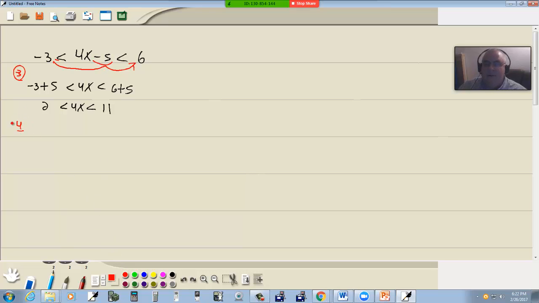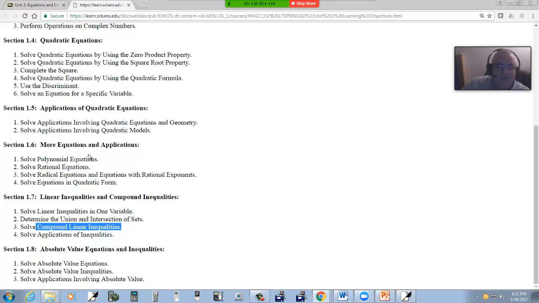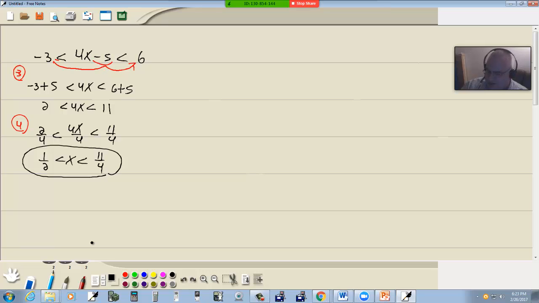And then our last step, divide all three sides by the number in front of your x. Number in front of our x is a 4, so we'll divide all three sides by 4. 2/4 reduces to 1/2, is less than x, those 4s cancel, is less than 11/4. And that would be our answer. And just to work some problems real quick on these last ones, we're obviously not going to be able to show much in terms of time.